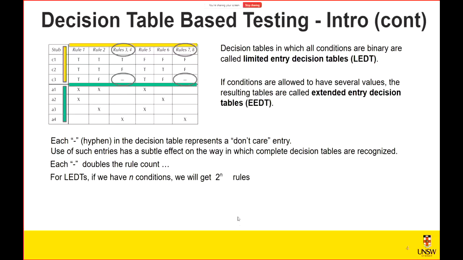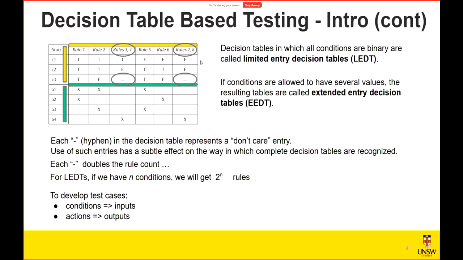So this is actually quite accurate here. We are not using how many columns do we have, right? How many rows do we have? So we need 2 to the power of n rows for limited entry decision tables.